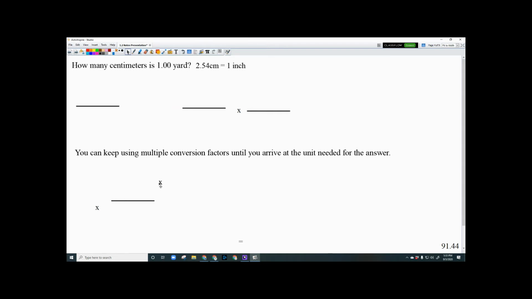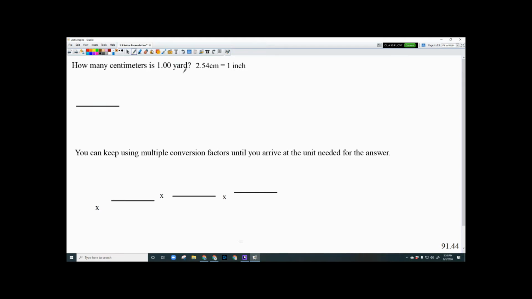And we're going to solve this problem. And this problem says, how many centimeters are in 1.00 yards? Okay. So what we're going to do is, it says in our reference materials that we're going to take the given and we're going to put it over 1. So that's how we're going to start this out.